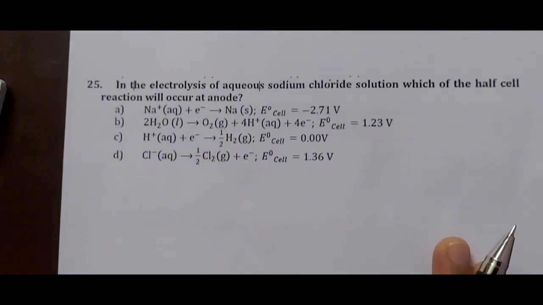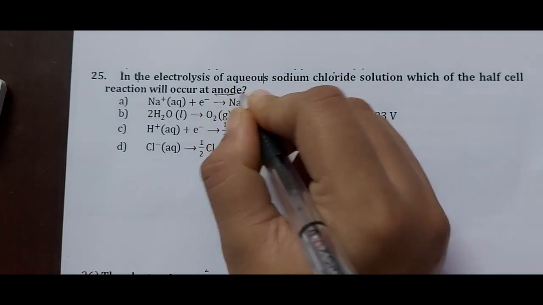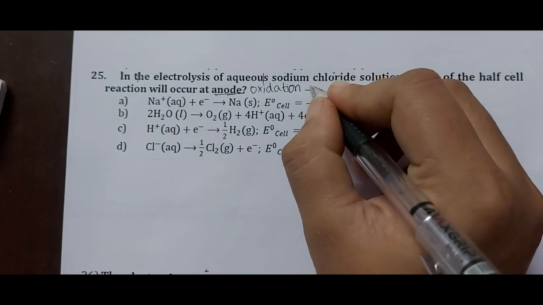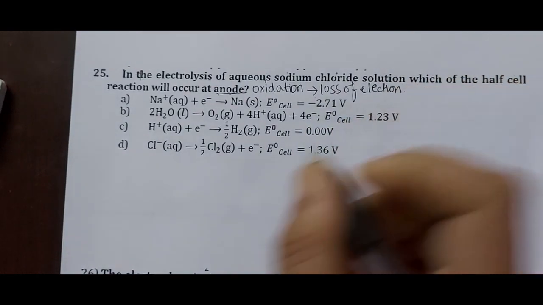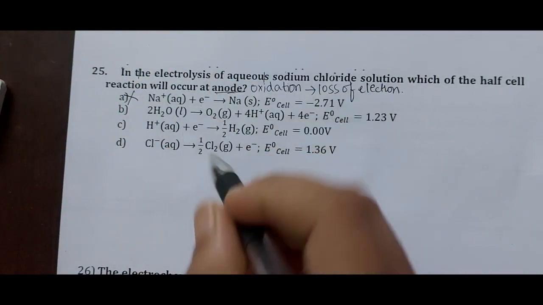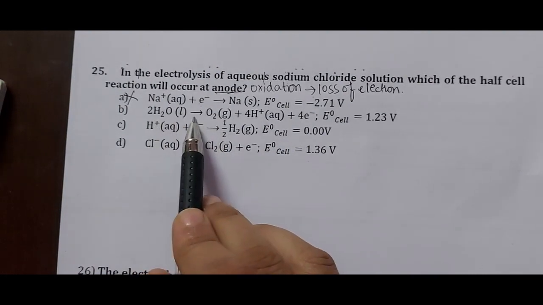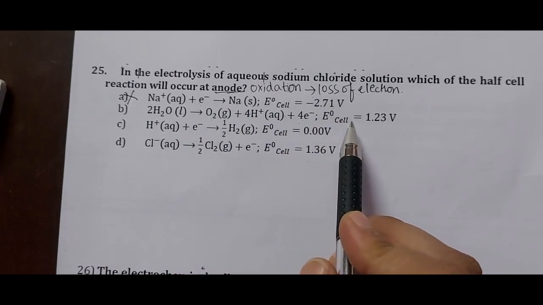If we go to the next question: in the electrolysis of aqueous sodium chloride solution, which half cell reaction will occur at the anode? You should always know which reaction occurs at the anode. It is the oxidation reaction, and oxidation means loss of electrons. Here, the first reaction is reduction, so the first option cannot be correct because electrons are gained. In the second reaction, they have given H2O giving O2, H+ and electrons. So electrons are being removed, so it is an oxidation reaction.